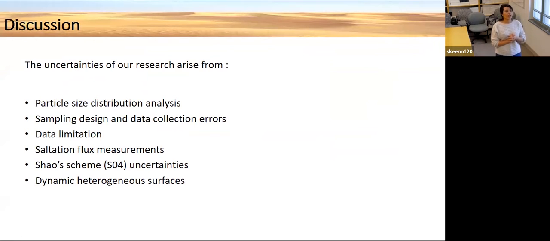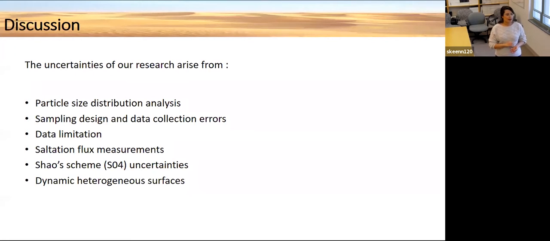So as discussion, I just want to go through some uncertainties of our research. For sure, there are some uncertainties in particle size distribution analysis because different studies are using different instruments for measuring PSDs, and for fully dispersed particle size distribution, in some studies they have used chemicals and in some they are using just water, so the results could be different. And there are some errors in sampling design and data collection. Also, we just collected data for 3 events. For sure, collecting more data helps us to generalize our results.